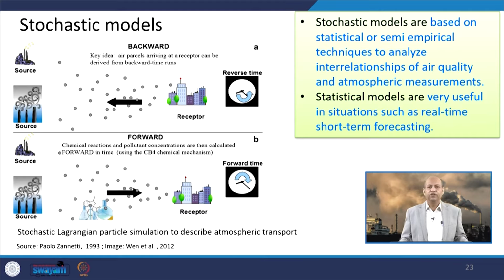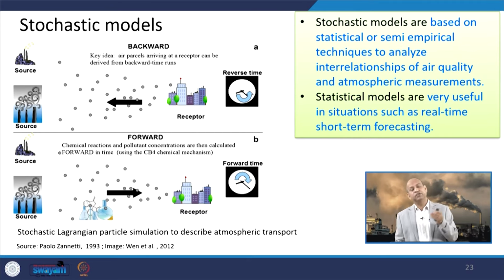These models are based on statistical or semi-empirical techniques, okay, to analyze. It is not like chemical interaction or those kinds of things which we use in chemical transport models, but they are simple statistical relationships, semi-empirical techniques to analyze the interrelationship of air quality and atmospheric measurements. So, you develop some sort of relationship. Well, these statistical models are very useful in simulations such as real time short term forecasting, because they are quick and very easy.